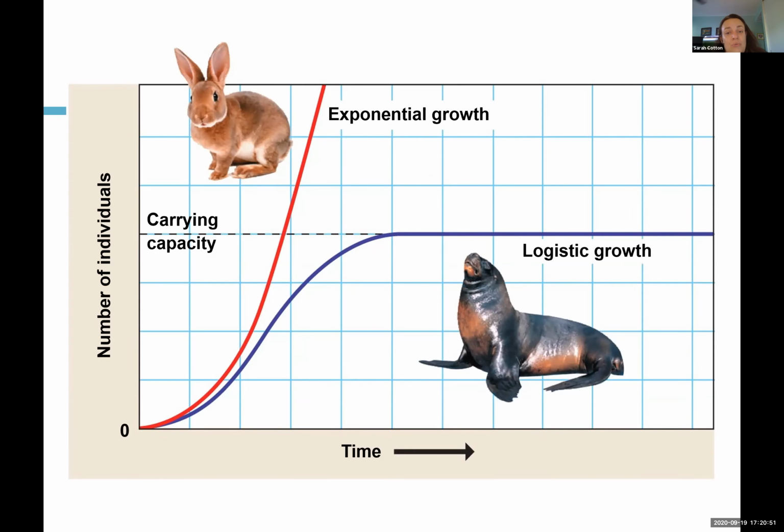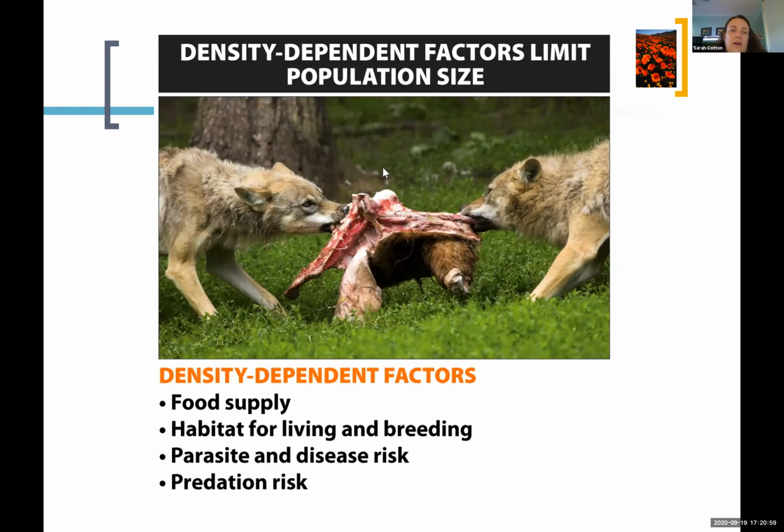Okay, so those are the two growth models, exponential and logistic. So J-shaped versus S-shaped graphs. Okay. All right, so what are we talking about here? So when we talk about the size of a population, we can talk about different factors that impact or limit that population size. And those factors can be density dependent or they can be density independent, okay? So let's talk about density dependent first because that's here, okay? And then we'll talk about density independent.